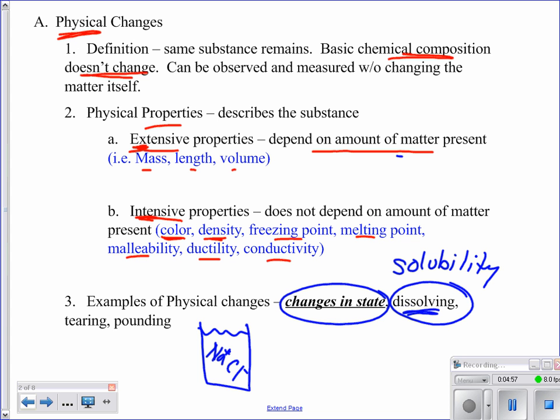That's the dissolving process, but you could, through physical means, go through some evaporation and get it back to being sodium chloride. So you have not changed the chemical composition of that substance. Solubility, dissolving, there is no change in the composition.